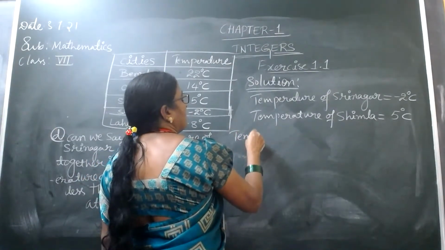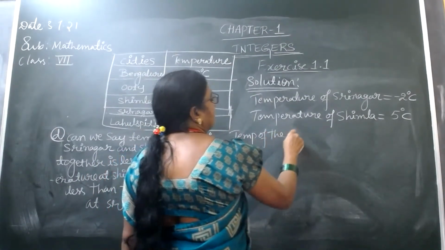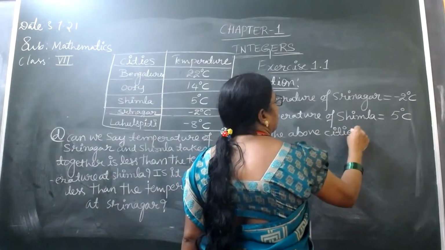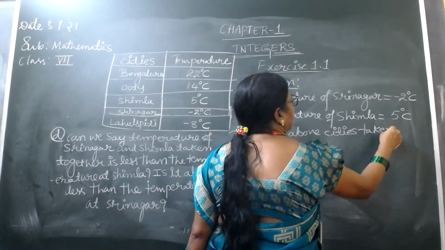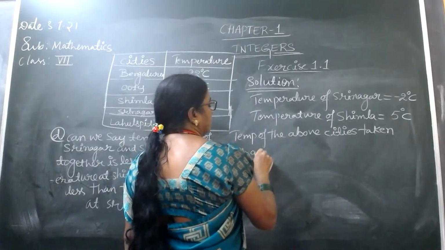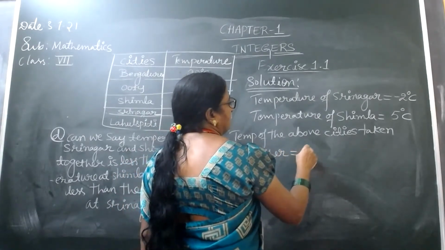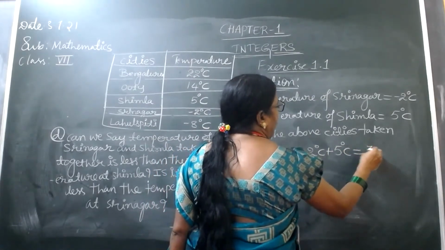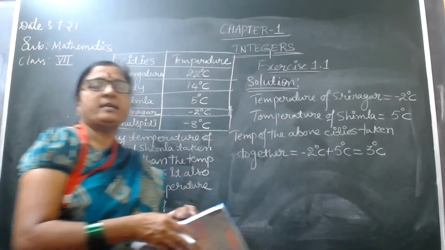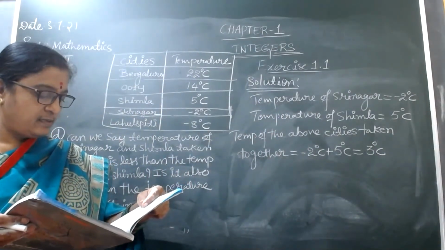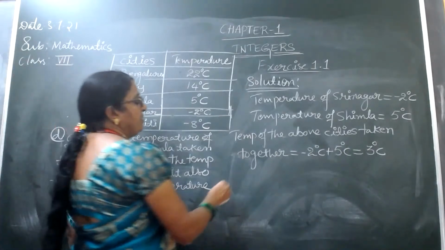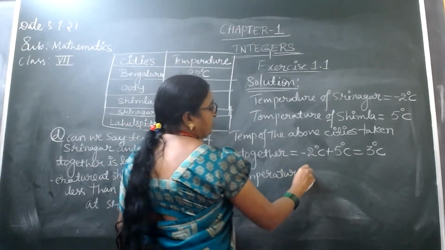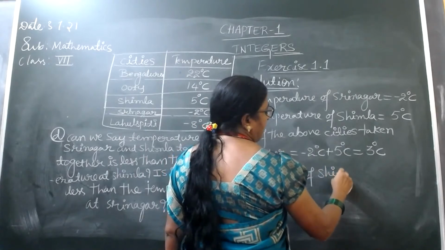The temperature of the above cities taken together means both you should take together. -2 degrees plus 5, both you should take together, means you will get 3 degrees Celsius. And the temperature of Shimla, how much is it, student? Temperature of Shimla, 5 degrees Celsius is there.